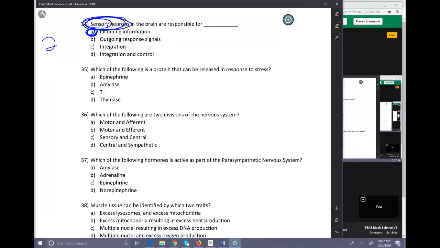If this had just said the brain, then you would use integration and control. The difference between C and D is that D is a better answer if we didn't say sensory neurons and we instead said the brain. If it says sensory neurons, even if they're in the brain, don't do integration and control. They do sensory. Again, that's pretty picky. That's pickier than what you're going to see.